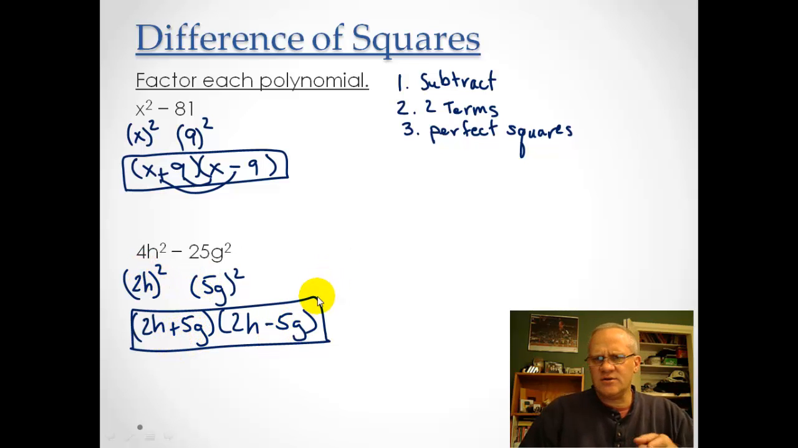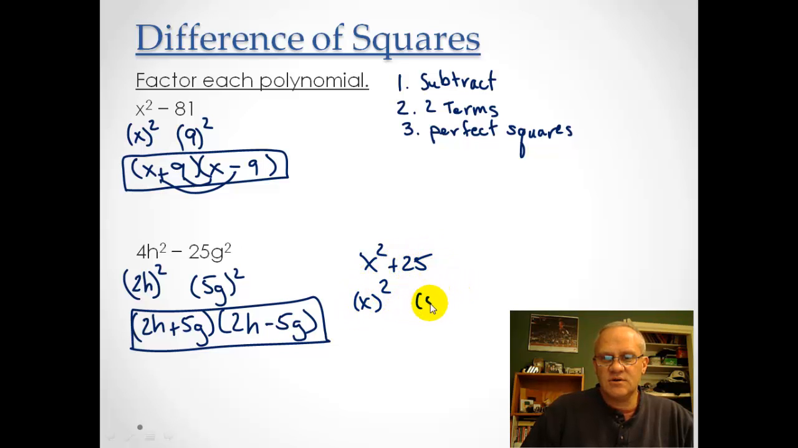Now, one thing, and I don't think I mentioned it on one of these slides here, but remember, if you had something like x squared plus 25, and you said, oh, that's x times x, and 5 times 5, but you know what? This is plus, not minus. So you cannot factor this. This is not the difference of squares. You cannot factor it this way. You would have to call this one prime.